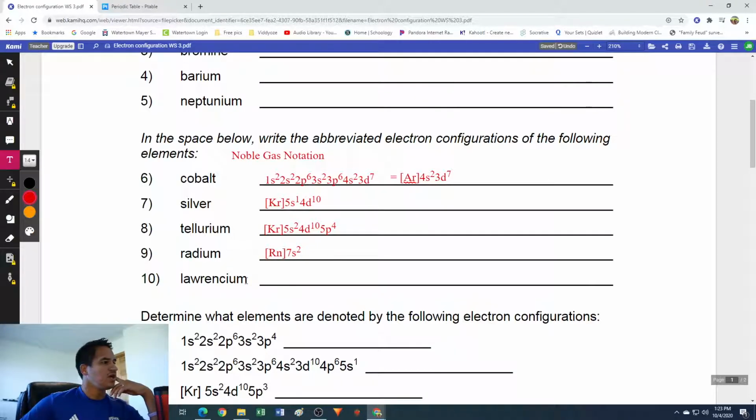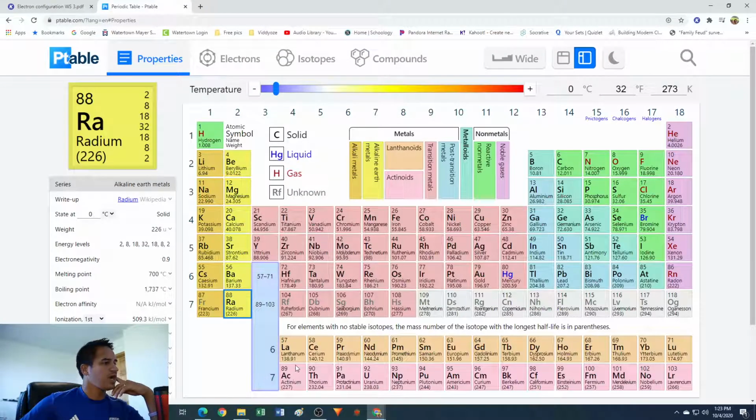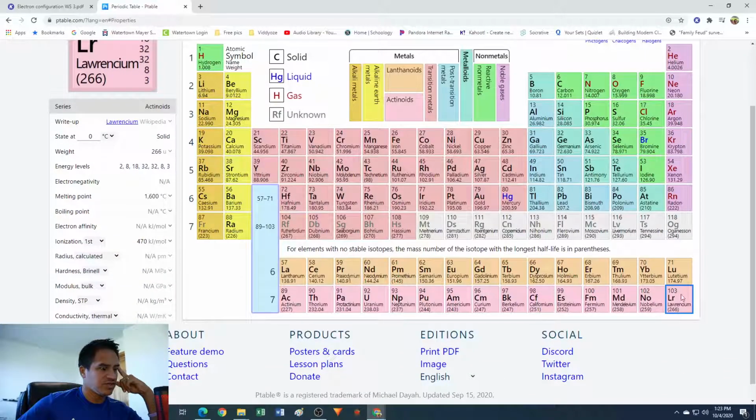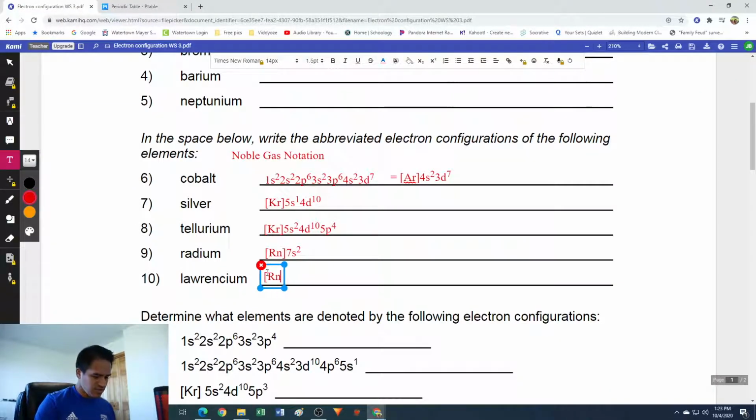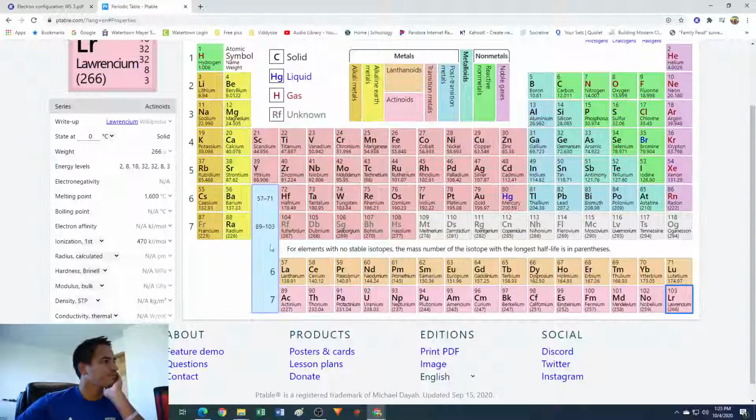Super simple. All right, last one is Laurencium. I'm going to have to find it because I don't even know where that one is. Where is Laurencium? Oh, it's down here. Okay, Laurencium is way down here, element 103. Let's backtrack to the first noble gas. Here's element 89, 88, 87, 86. So radon is our first noble gas that we hit. So we're going to go brackets, Rn for radon.